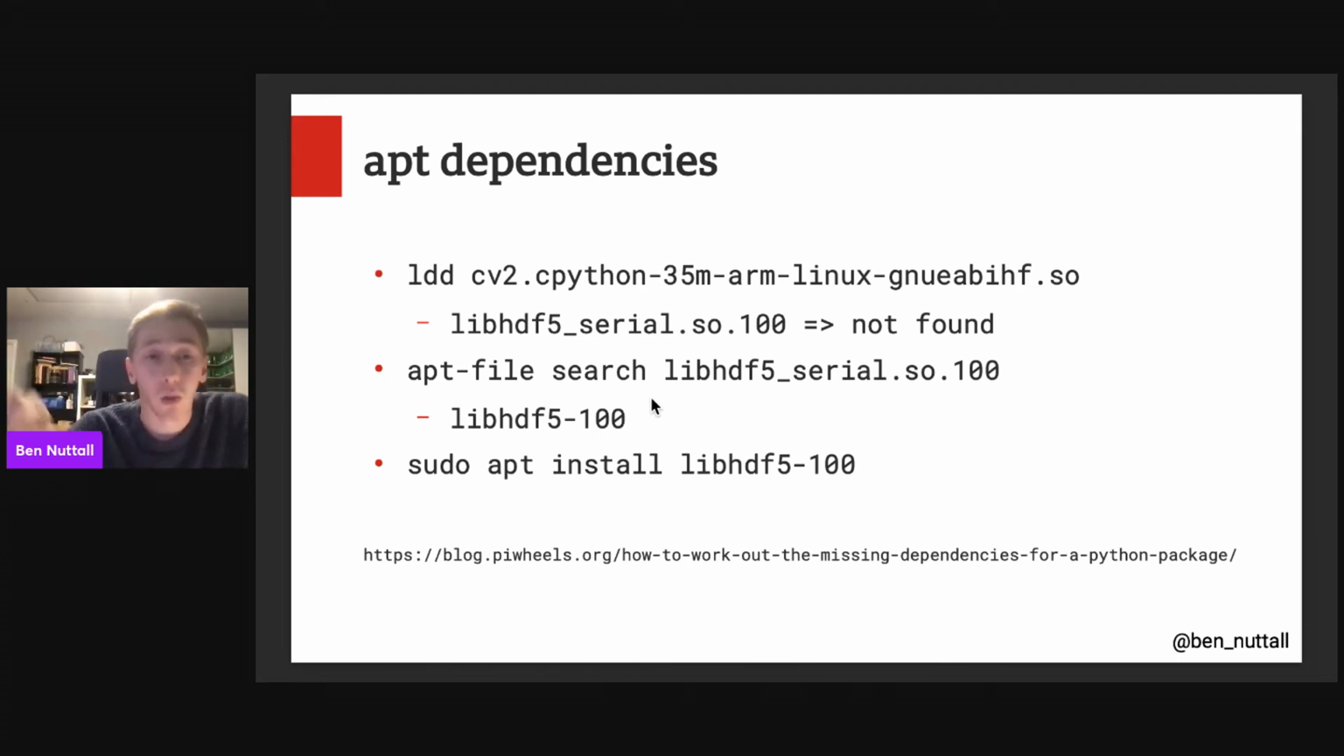So what we do is automate this process. After having built a wheel, we run this process to determine which apt packages provide the necessary libraries the package needs, and then we put that on the project page, so it makes it nice and easy for people.